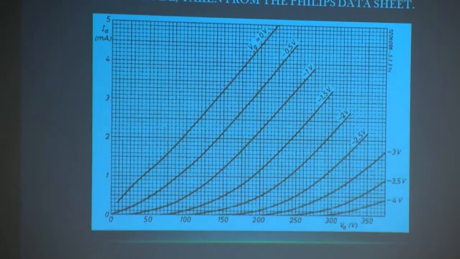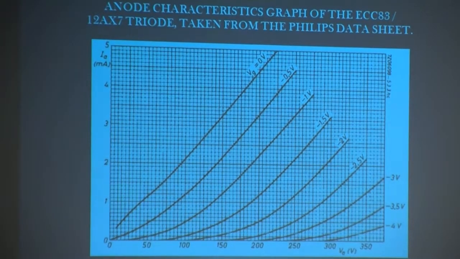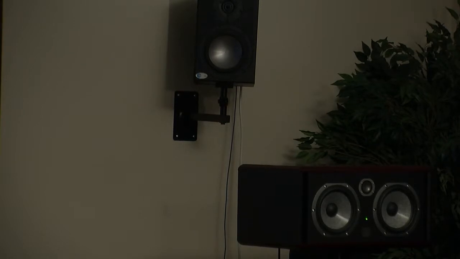So these are the anode characteristics graph of the ECC83. And here we can see current through the anode by anode voltage at different negative grid voltages. So, moving on before I bore you completely.